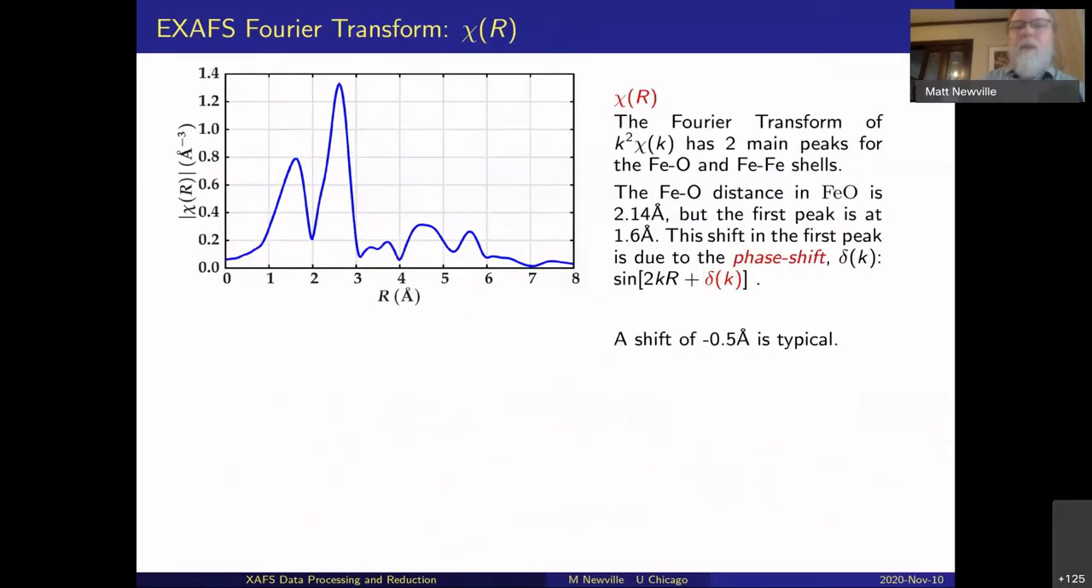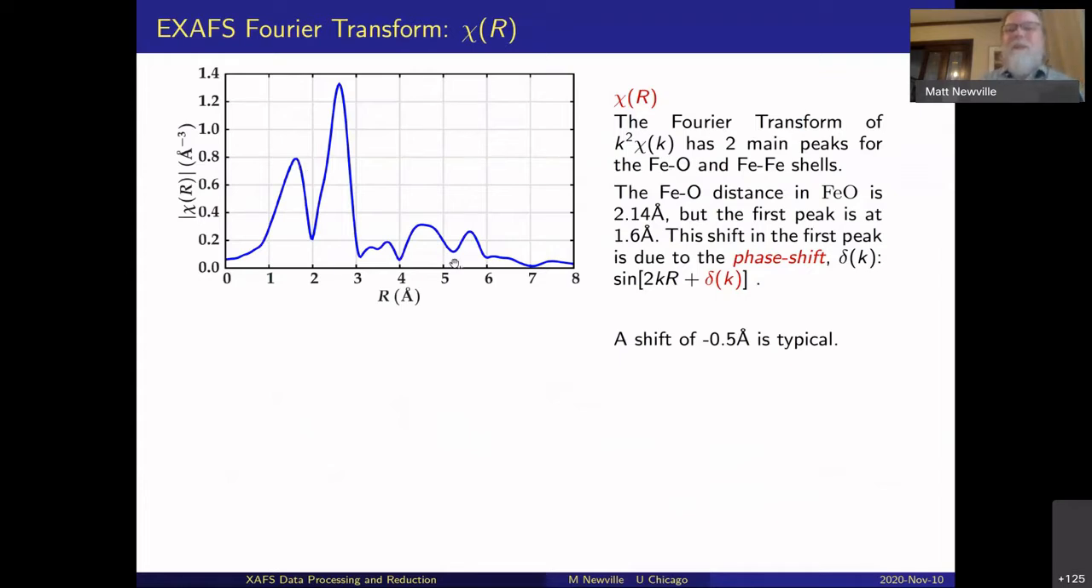And then when we do that Fourier transform, we get a plot like this, which is what I showed earlier. This is iron oxide, and you will notice immediately, because you're all good chemists or physicists, that the iron oxygen distance in iron oxide should be 2.14 or so. And the first peak here is at 1.6. So you could say, wow, you got it very, very wrong. XAFS doesn't work.